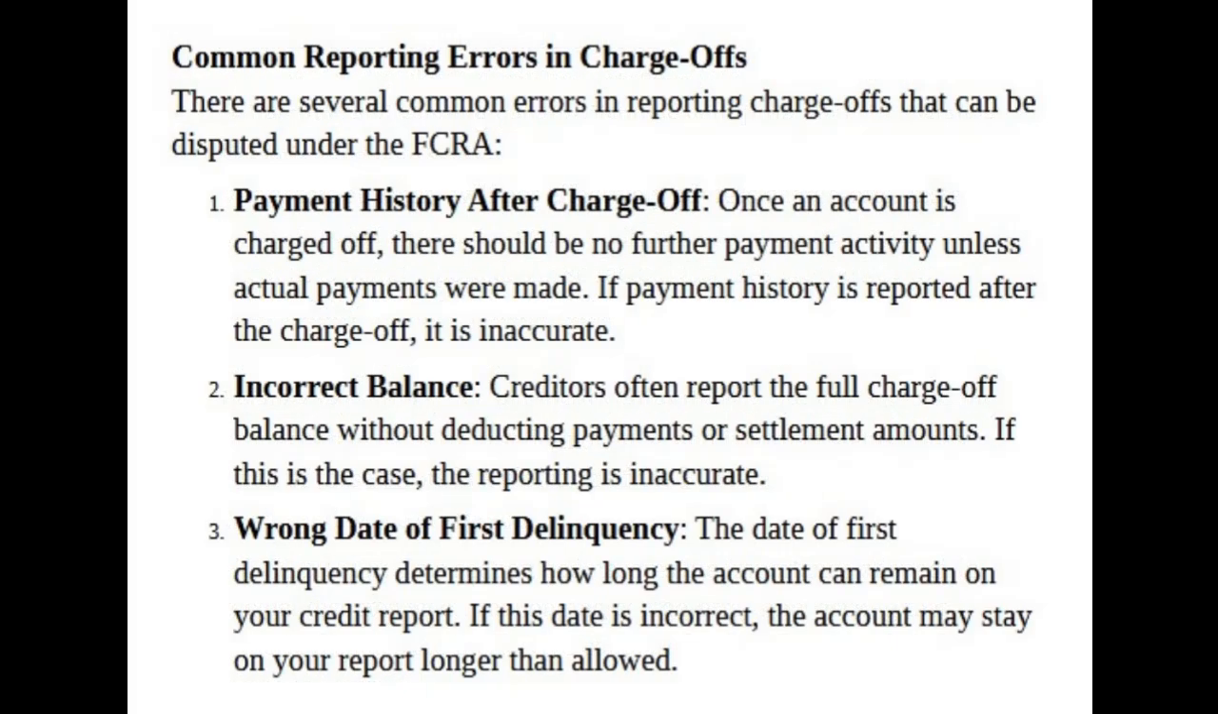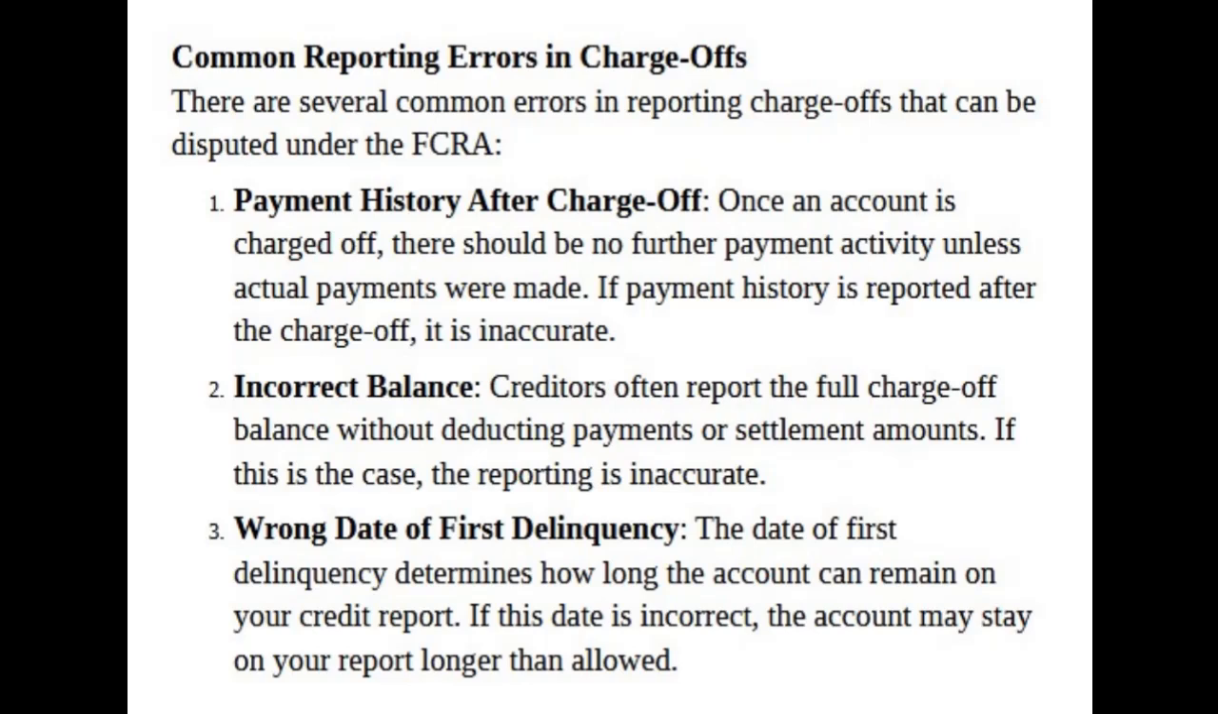Common reporting errors in charge-offs. There are several common errors in reporting charge-offs that can be disputed under the FCRA. 1. Payment history after charge-off. Once an account is charged off, there should be no further payment activity unless actual payments were made. If payment history is reported after the charge-off, it is inaccurate. 2. Incorrect balance. Creditors often report the full charge-off balance without deducting payments or settlement amounts. If this is the case, the reporting is inaccurate.